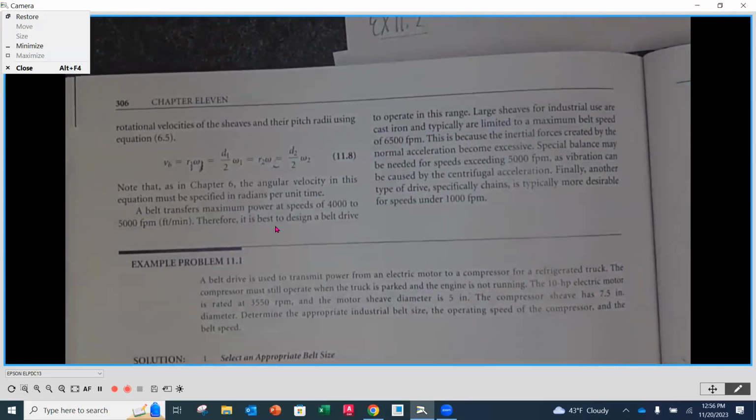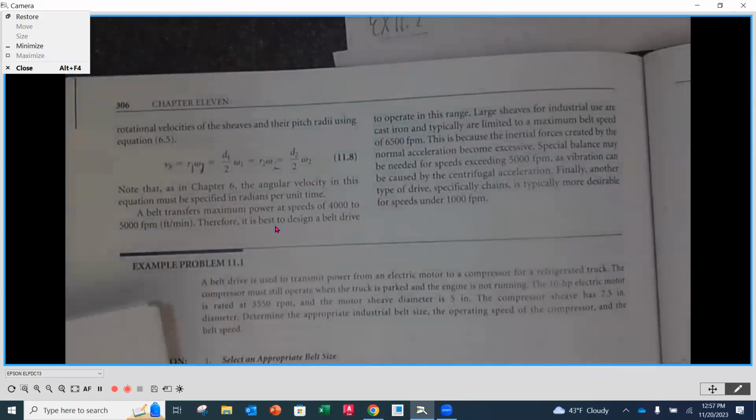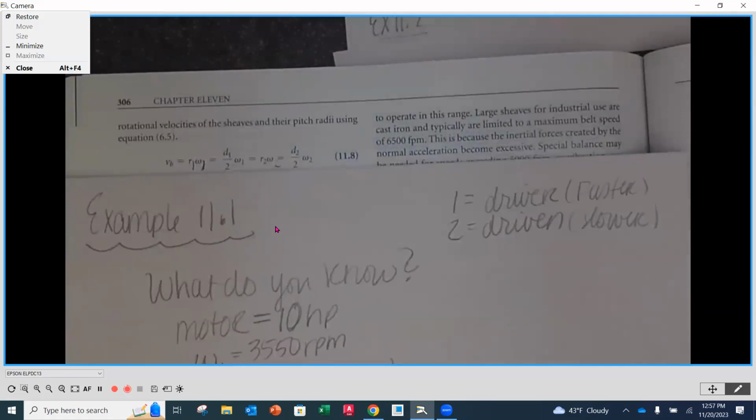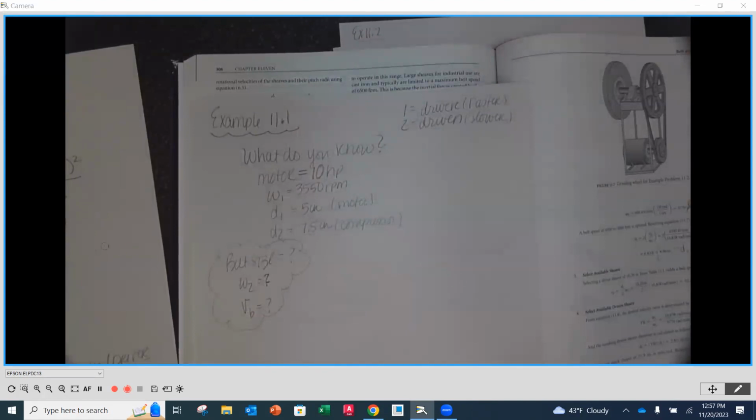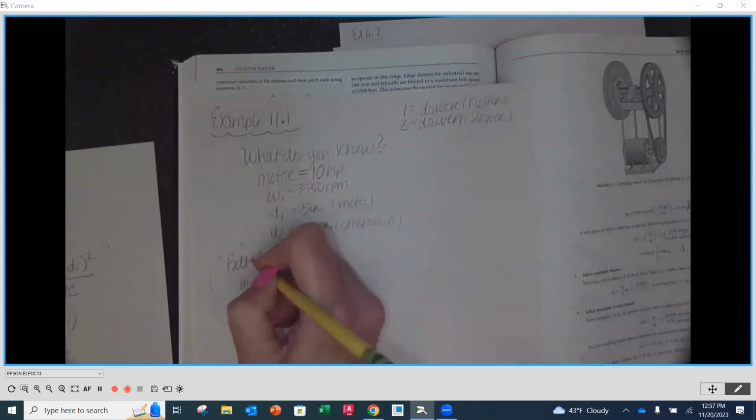So as we have our equations here, kind of all in one place, and we look at the problem that we're trying to determine, okay? We want to find our belt size. We need to find that W2, the angular velocity of the compressor, and then also the straight line velocity or the belt speed. Okay. So as we look over here, where do we want to start? Why don't we start first with our belt size?